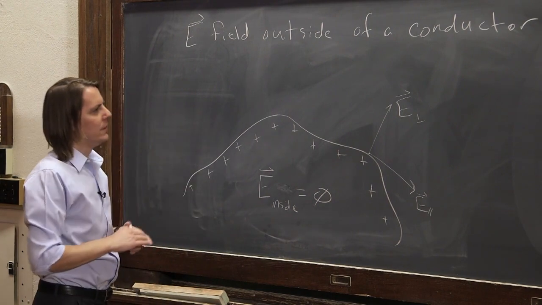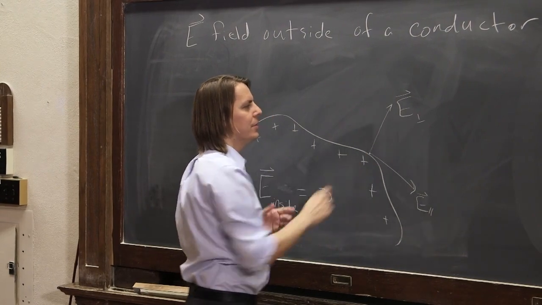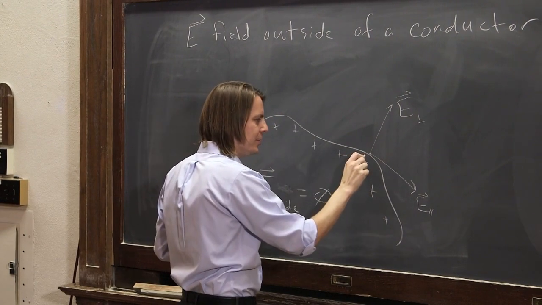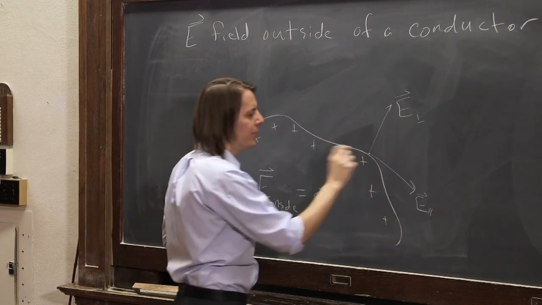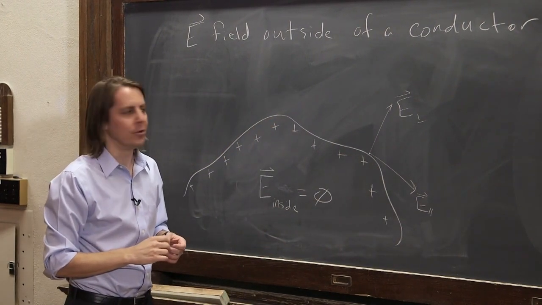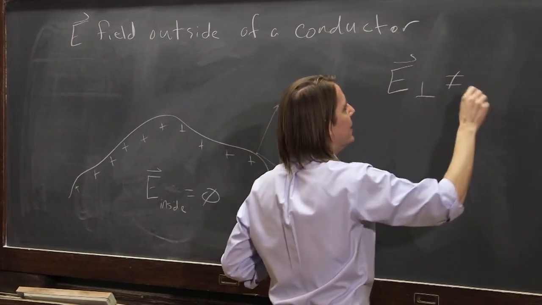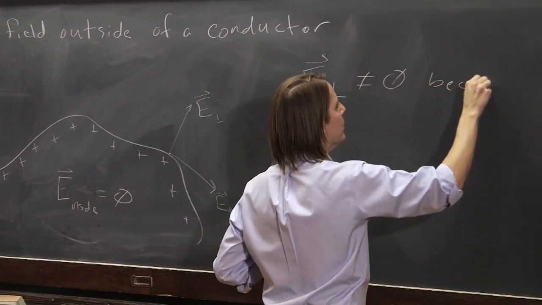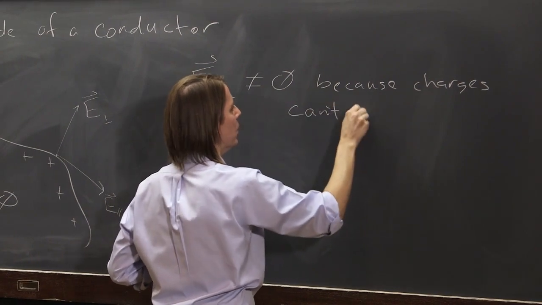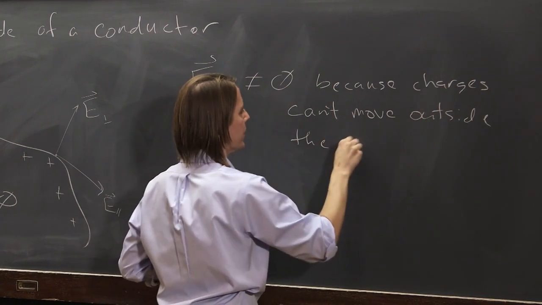Okay? So the E field just outside actually can exist in this direction, perpendicular. Because whenever there's an E field inside, it goes away because the charges can move in a way that will cancel it. Well, this is the one way they can't move. They can't move out of the material. They're stuck in the material. So E perpendicular does not equal 0 because the charges can't move outside the conductor.